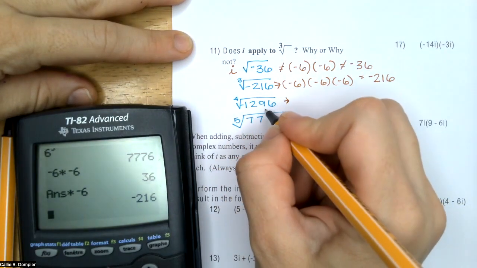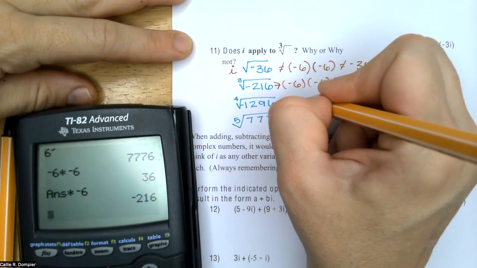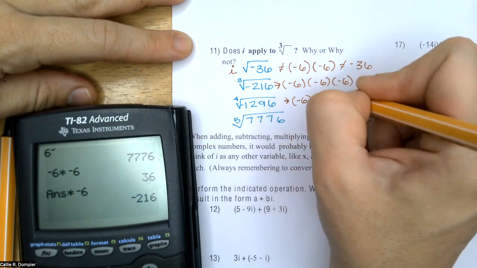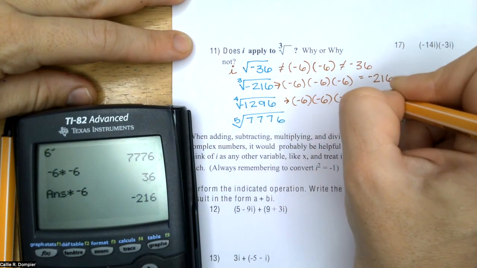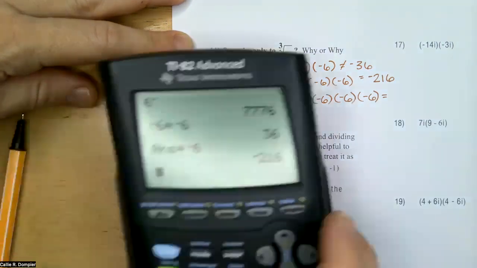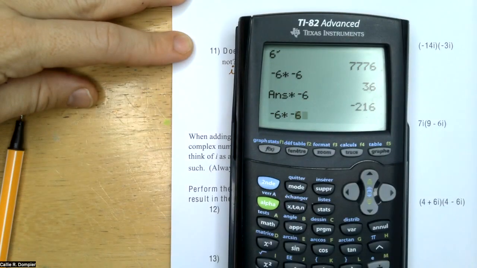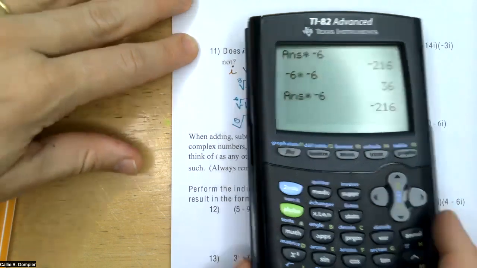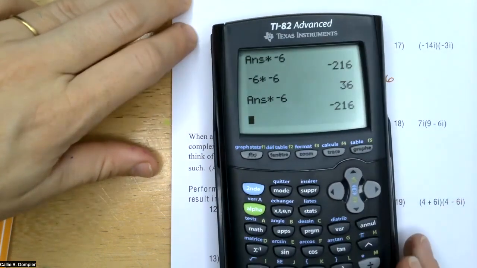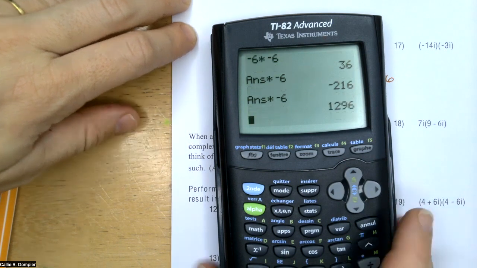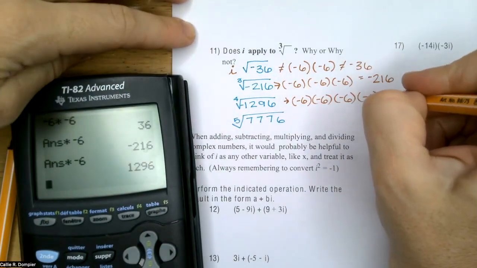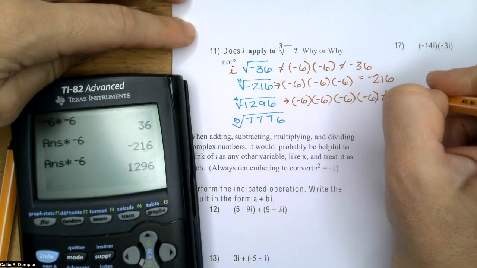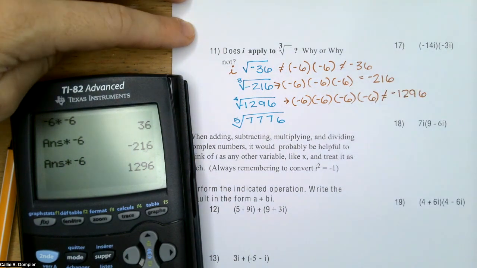Let's look at 1296. So we have negative 6 times negative 6 times negative 6 times negative 6. What's going to happen? Negative times a negative is going to give us a positive, times a negative back to negative, right? And then times a negative again takes us back to a positive. So it is not possible to get negative 1296.